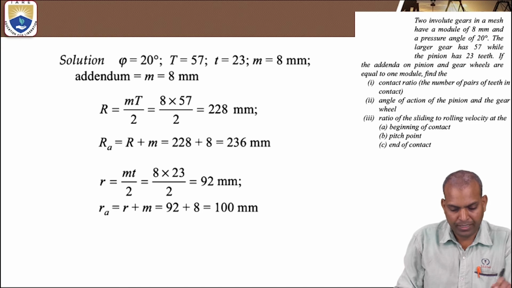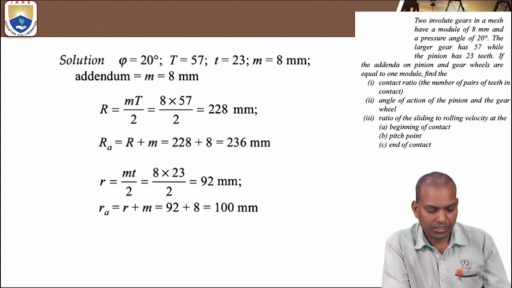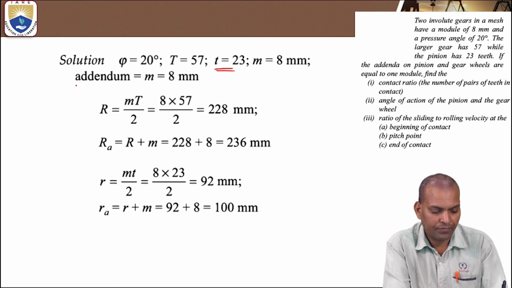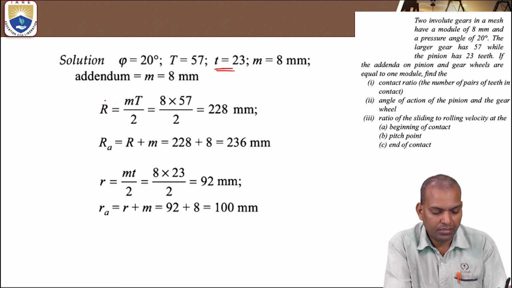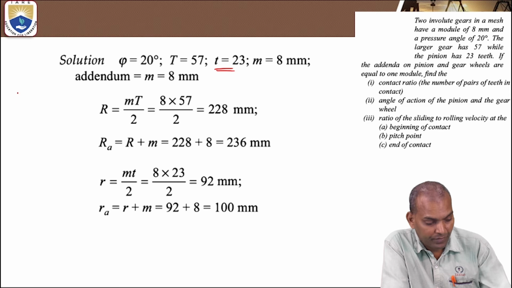Contact ratio problem. Given phi equal to 20 degrees, capital T 57, small t 23, m equal to 8 millimeters, addendum equal to 8 millimeters. How to solve? We need the contact ratio. So what is the data required?